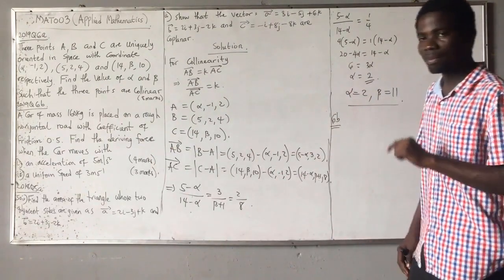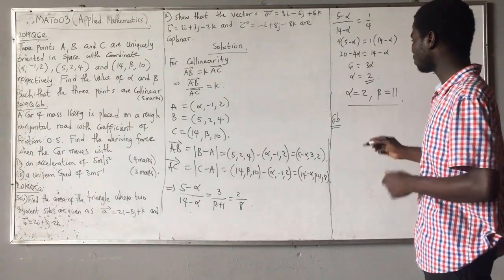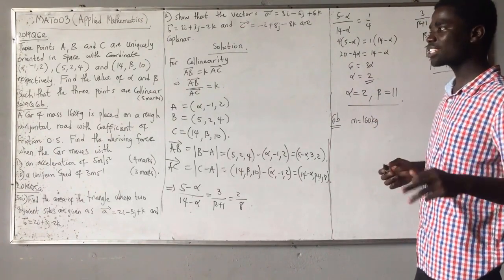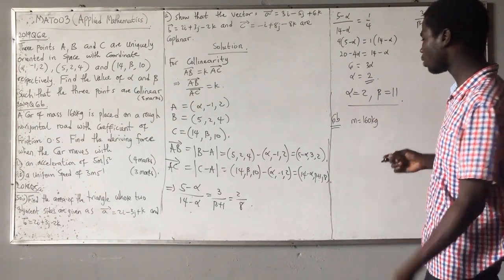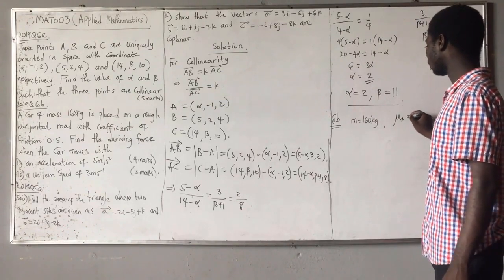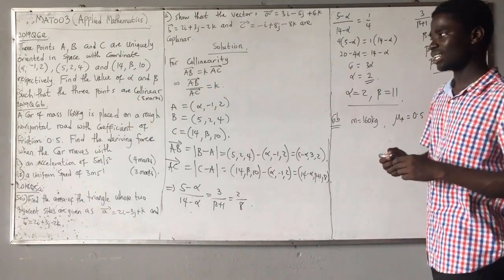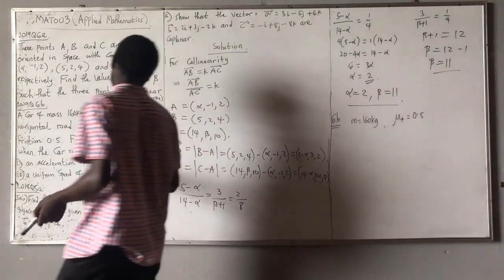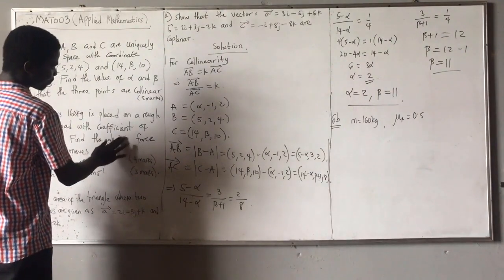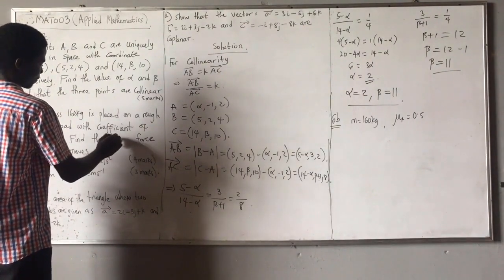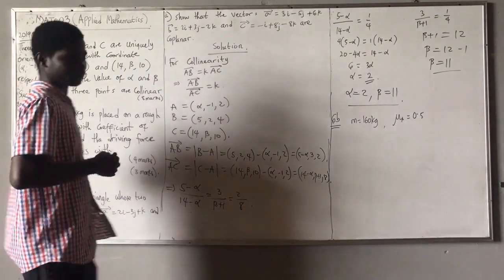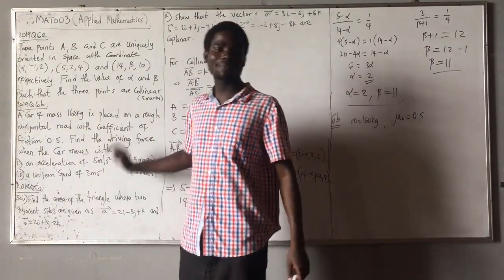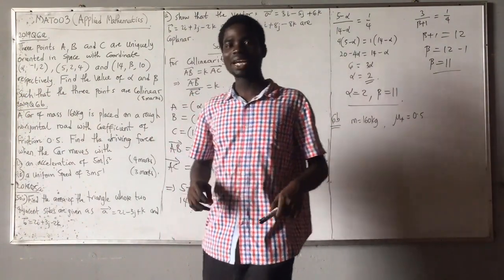Now, a car of mass 160 kg is placed on a rough horizontal road with coefficient of friction 0.5. Find the driving force when the car moves with an acceleration of 5 meters per second squared. They want you to get the driving force.